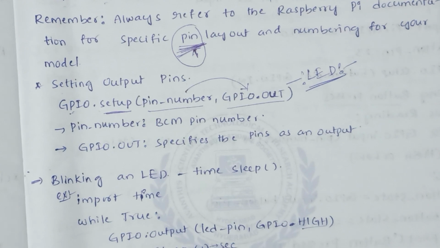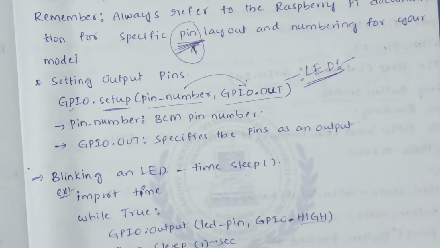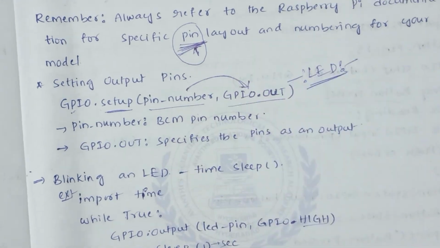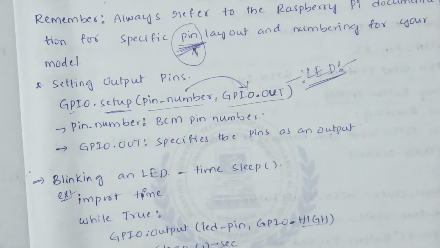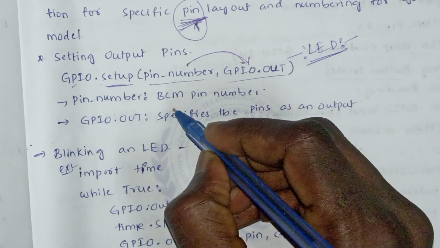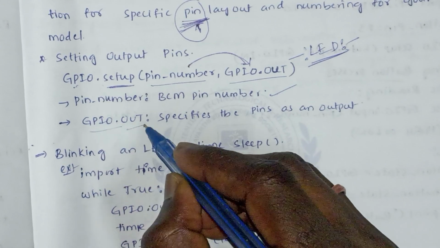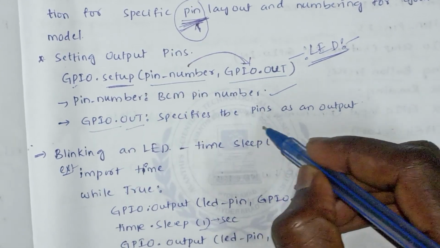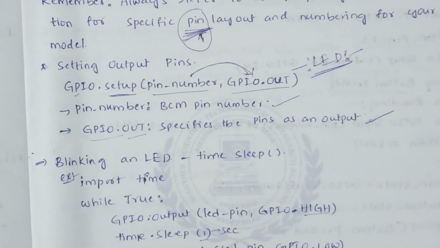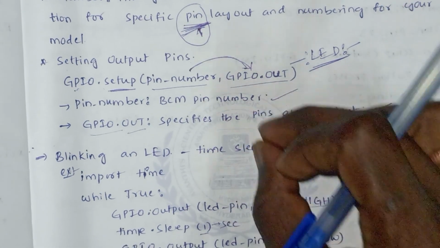Whatever the output we have, like LED on, LED off, we have two types, right? So for those we are entering the pin number, as we are setting that pin number to GPIO.OUT. Okay, next, the pin number is the BCM pin number, we know that. GPIO.OUT is nothing but it specifies the pin as output. We know that. What is GPIO.OUT and what is meant by pin number, we discussed, right? So these are the explanations.